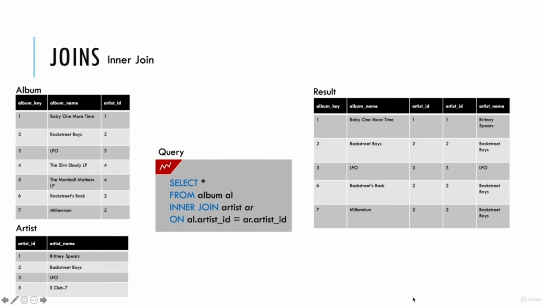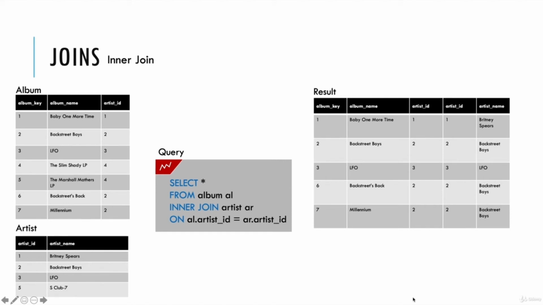On the left, you can see we have the album table. It has an album key. We have 7 different albums, the album name, and the artist ID. In the artist table, you can see we have 4 records. It looks like we're missing one. We're missing number 4 if we were going in numerical order. And that has the artist ID and the artist name. So right away, you should be thinking artist ID is in both tables. That's probably a good sign that we can join them together.